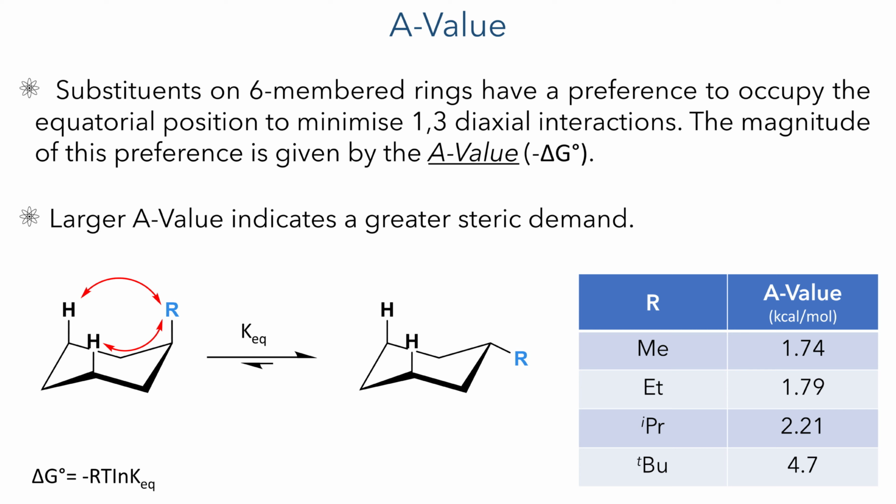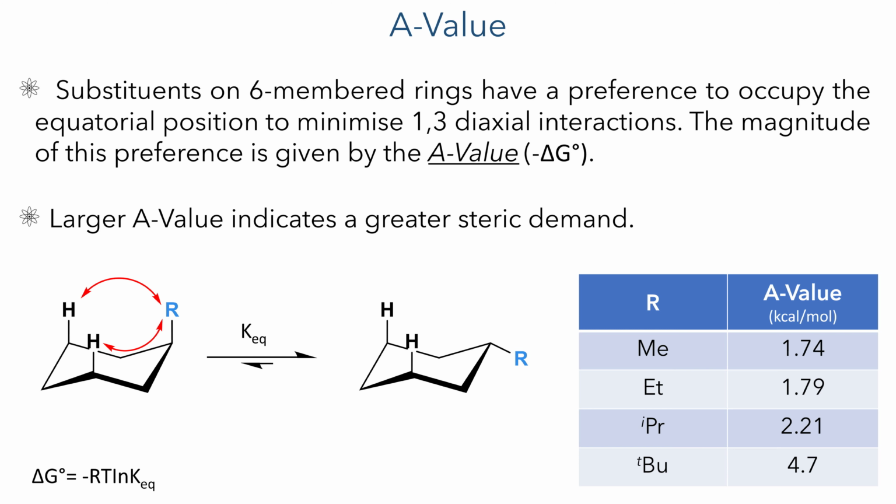The magnitude of the preference of a substituent to adopt an equatorial position over an axial position is given by the A value. This is derived from the equilibrium constant between these two conformations, and by convention is given in units of kilocal per mole. As we can see in this example, as the R group gets bigger, the A value increases. This correlates with the increasing steric hindrance of the larger groups, which suffers larger 1,3 diaxial repulsion.